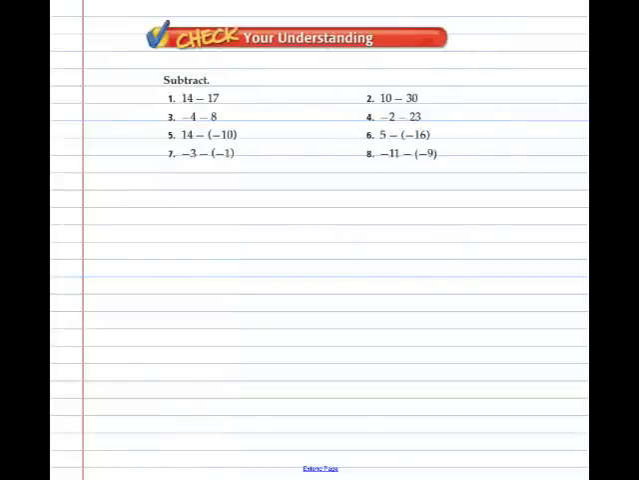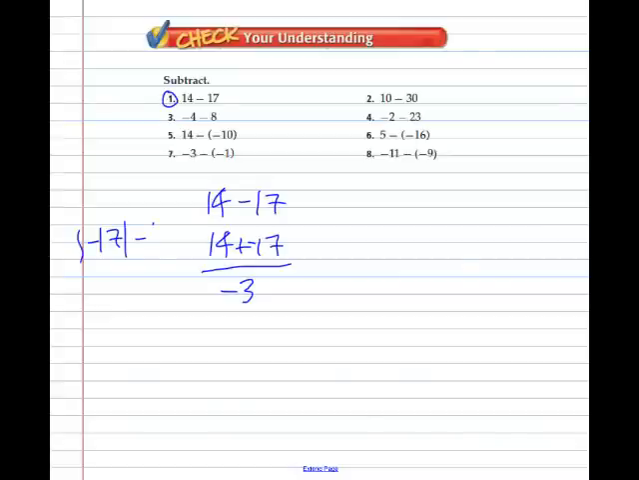Here we'll just do the odd-numbered problems. Hopefully that's enough. 14 minus 17 becomes 14 plus negative 17, which becomes negative 3 because negative 17 has a greater absolute value than 14. So 17 minus 14 is 3. The negative number is greater. And we won't show that every time. We'll assume that you're doing that. For the sake of time, we won't show it.